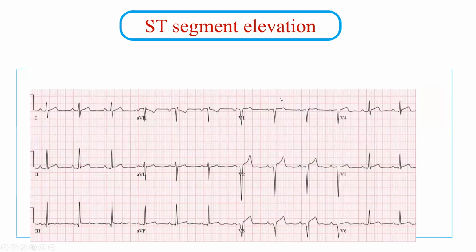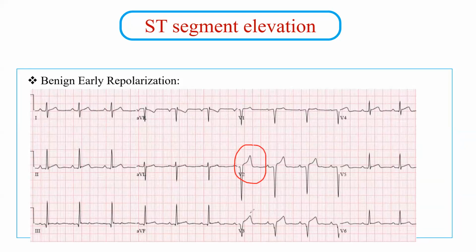The other important cause that I want to stress is the benign early repolarization. Well, this is actually a normal phenomenon in which there is early repolarization, meaning that the T wave will come very early. Okay, this is a very normal variant, commonly seen in young, healthy patients with no other comorbidities. And you will see that when you do an EKG for any other reason, you will find, without chest pain, of course, some ST segment elevation.